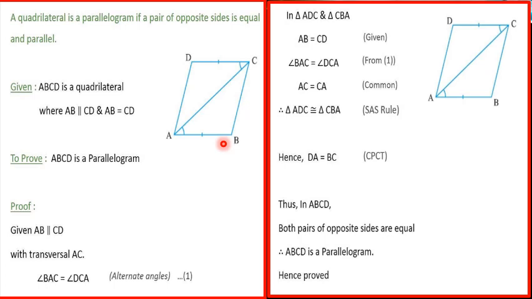You can copy this as it is in your classwork. And you should remember this statement because you will be requiring this to solve problems. You will be writing this statement as the reason whenever you find a quadrilateral in which one pair of opposite sides are equal and parallel. That means the quadrilateral becomes a parallelogram.